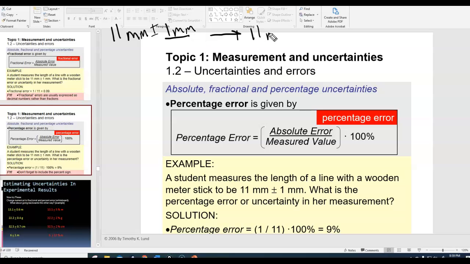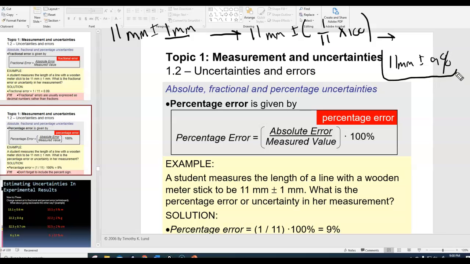I'm going to do the absolute uncertainty divided by the measured value, just like we did with fractional, and then I'm going to multiply by 100 to make it a percent. And if I do that, I'm going to get 11 millimeters plus or minus 9%. Okay, and so this is a percent uncertainty. This is saying my measured value is 11 millimeters, but I could be higher or lower by 9%. Now, 9% of what? 9% of 11 millimeters.